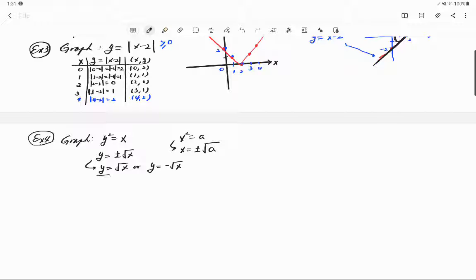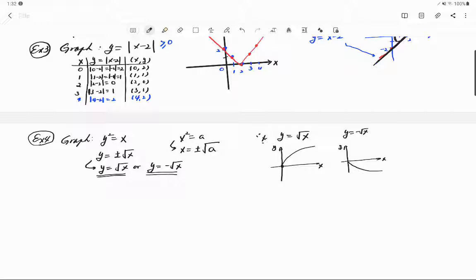So what is the graph of this one? Square root. We need to know the graph of square root. For y equals square root of x, the graph starts from 0, the origin, and y is increasing slowly. It looks like this. And if y is negative square root of x, then this graph is reflected across the x-axis. It looks like this.